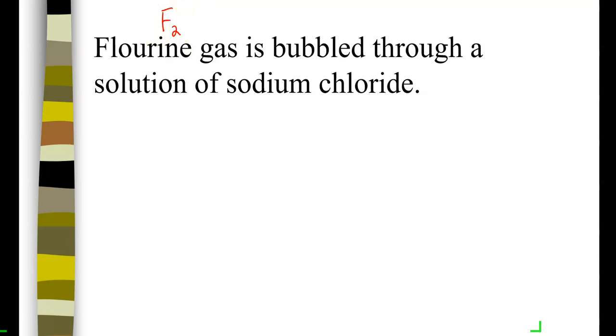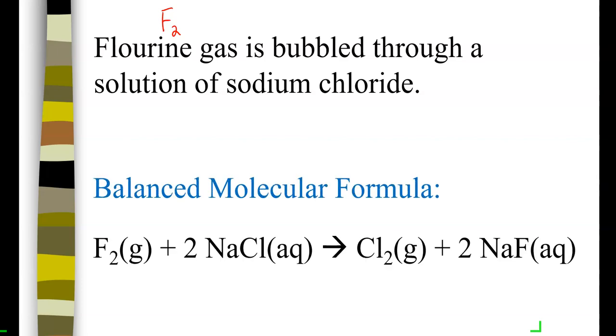It's molecular, right? So in this single replacement reaction, we've got fluorine gas bubbled through a solution of sodium chloride. This would be our balanced molecular formula. Now notice F2 as a gas. It's bubbled into a solution, aqueous, of sodium chloride. And we're going to get a single replacement in which fluorine is going to replace chlorine. In this case, kicking out the chlorine is going to leave us with chlorine as a diatomic molecule in a gaseous form, and we're going to end up with sodium fluoride. All right, so that's the balanced molecular formula equation for the single replacement.